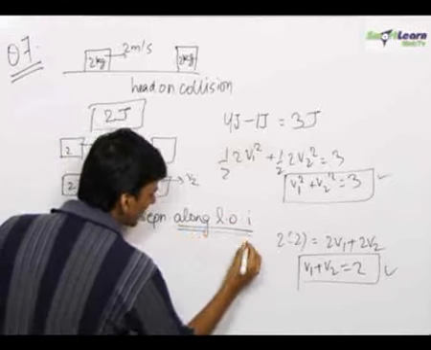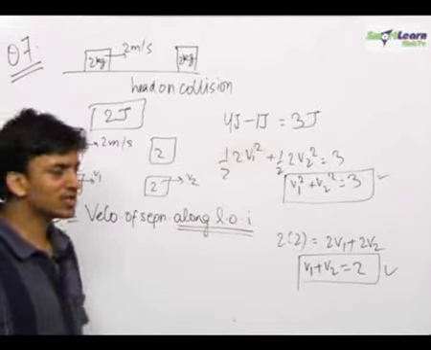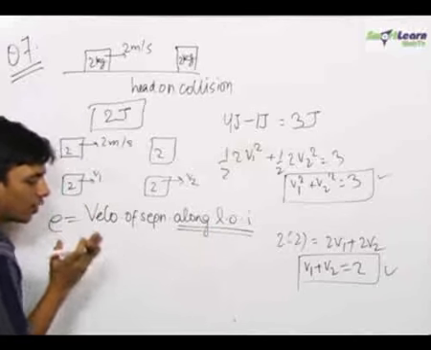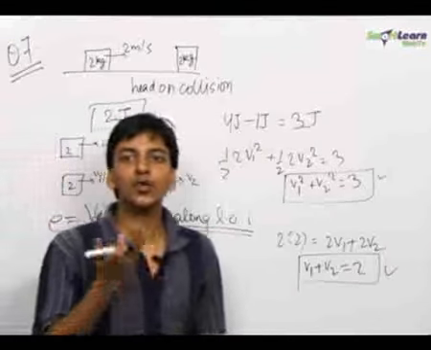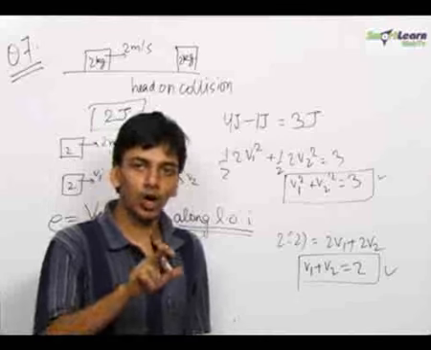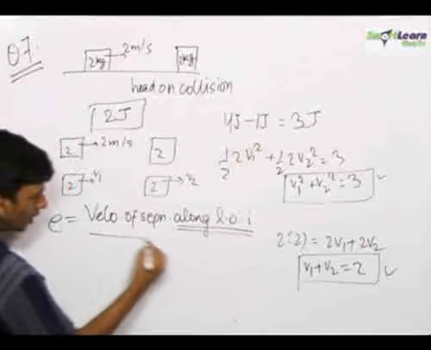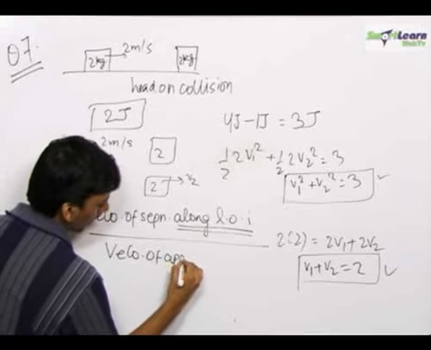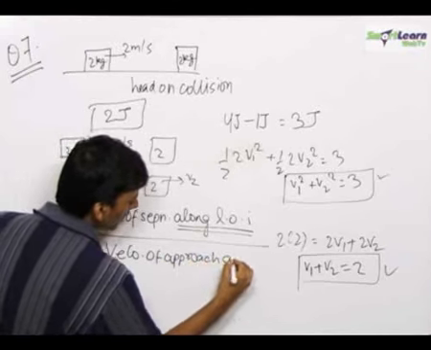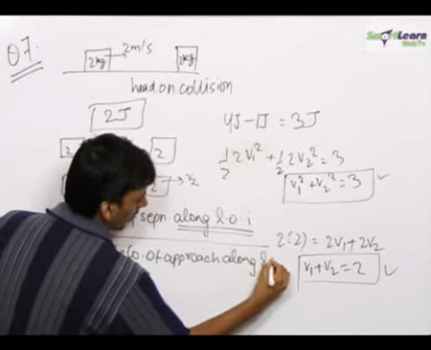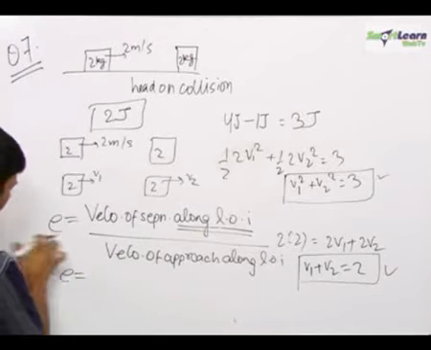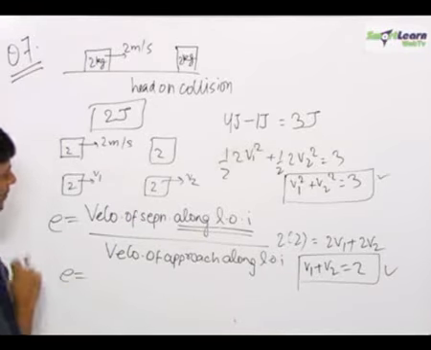People generally forget this thing, and in difficult questions they end up making a mistake. So always remember this. If the velocity is not along the line of impact, you have to take the component of velocity along the line of impact, upon the velocity of approach along the line of impact again. So we write e is equal to velocity of separation upon velocity of approach.